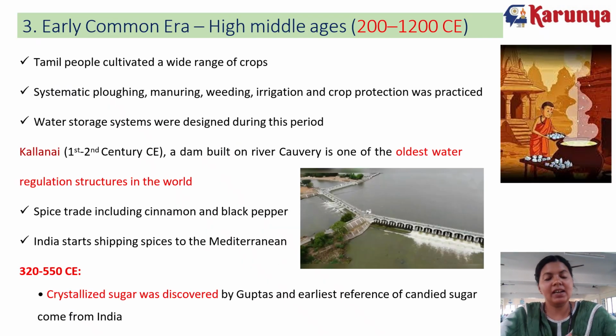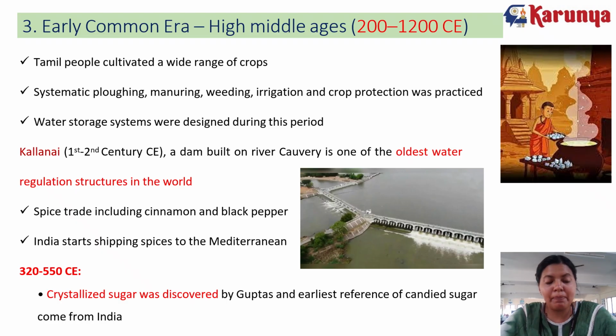So next comes the early common era, that is the high middle ages from 200 to 1200 CE. During this period, agriculture in India became more systematic and organized. People in South India, especially in Tamil regions, cultivated many crops and followed proper farming practices like ploughing, manuring, weeding, irrigation, and crop protection. The water management system also improved a lot during this period, and farmers started to build tanks, canals, and reservoirs to store water during the rainy season.